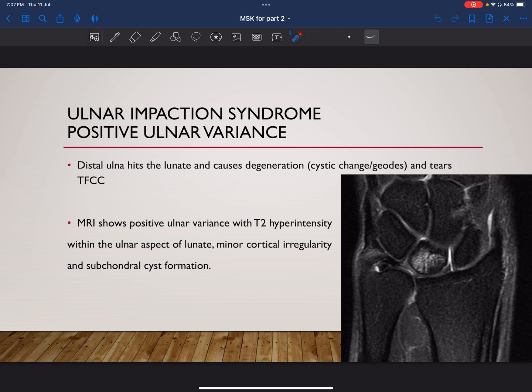The distal ulna hits the lunate and causes degeneration, cystic change or geodes, and tears in the TFCC, as we saw in chronic TFCC. MRI shows positive ulnar variance with T2 hyperintensity within the ulnar aspect of the lunate, minor cortical irregularity, and subchondral cyst, which is not very well appreciated here.